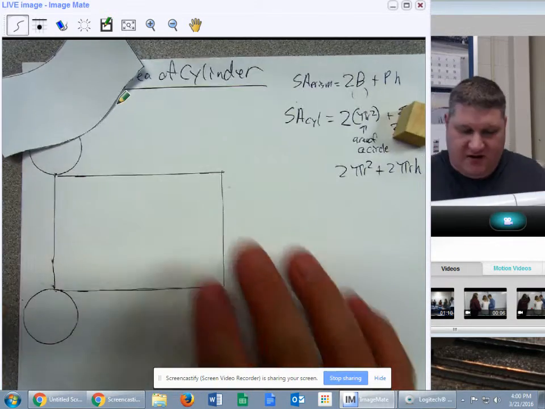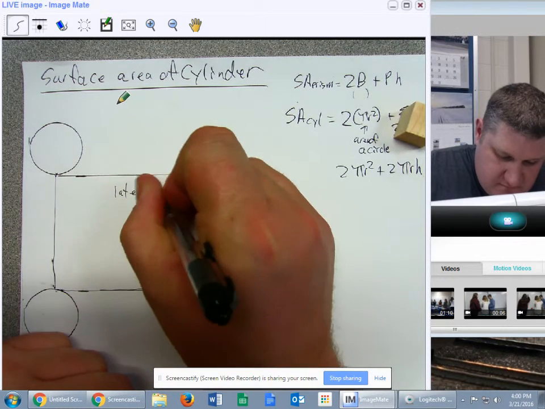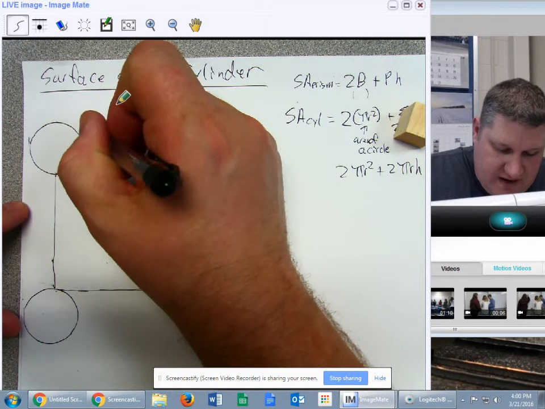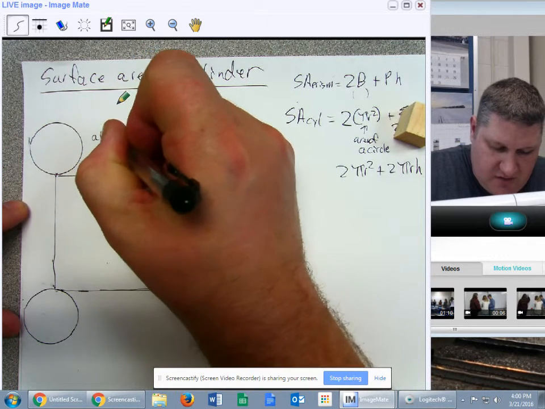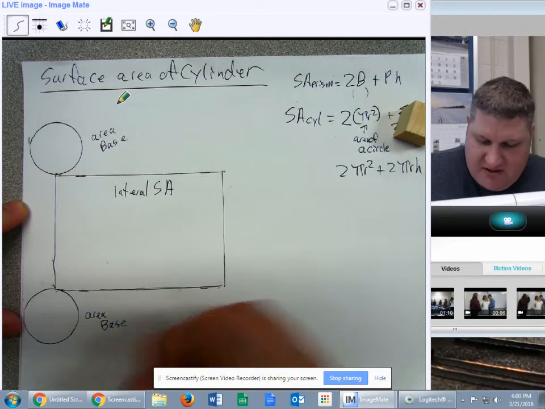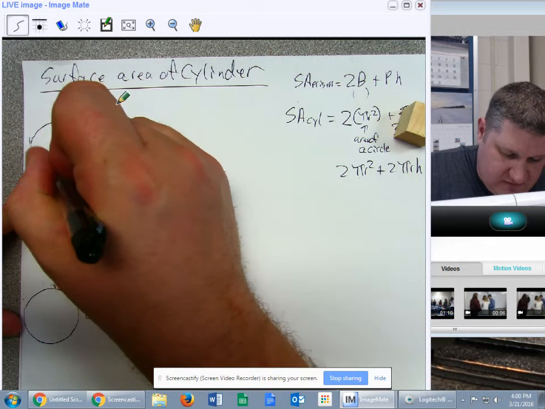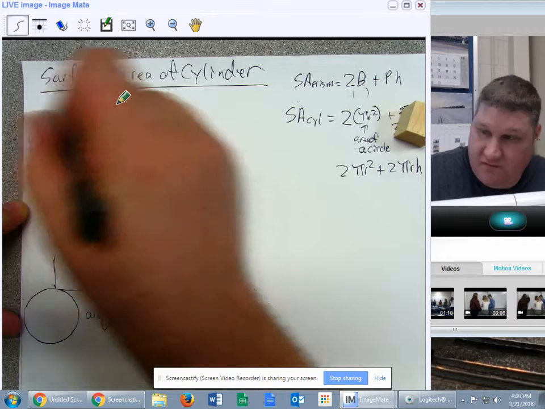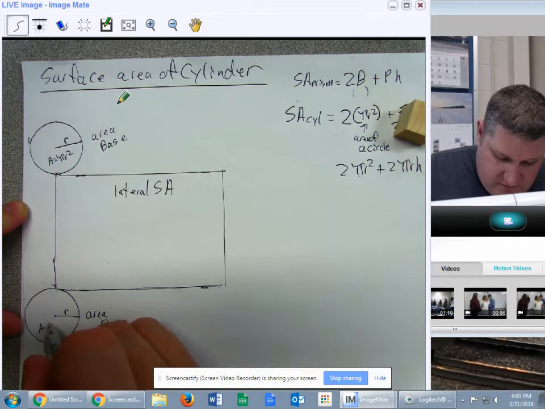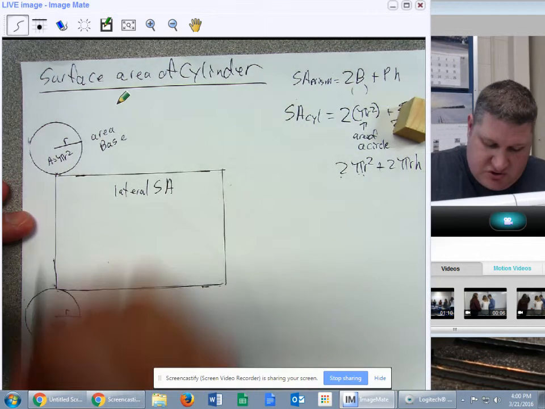So we have the area of a circle. Now, this lateral surface area, because again, it's around the sides, the lateral surface area, versus the area of the base up here and the area of the base down here. Now it makes sense because we have 2 pi r squared. So if I have this radius, this area is going to be pi r squared for this circle. And if I have this radius, I have area equals pi r squared for this circle. And so I have 2 pi r squared.